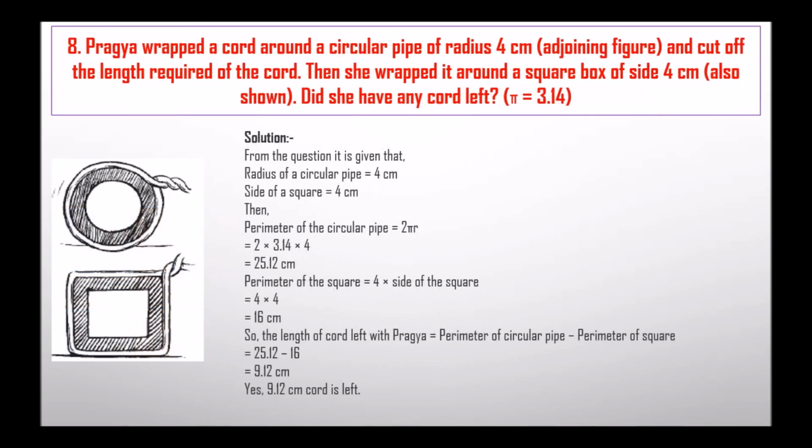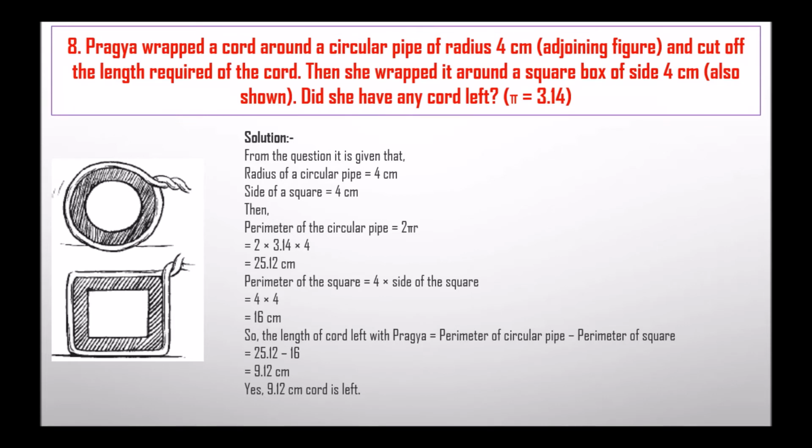8th question. Prayag wrapped a cord around a circular pipe of radius 4 cm and cut off the length required of the cord. Then she wrapped it around a square box of side 4 cm. Did she have any cord left? Pi equals 3.14. So radius of the circular pipe is given 4 cm. Side of the square is given 4 cm.